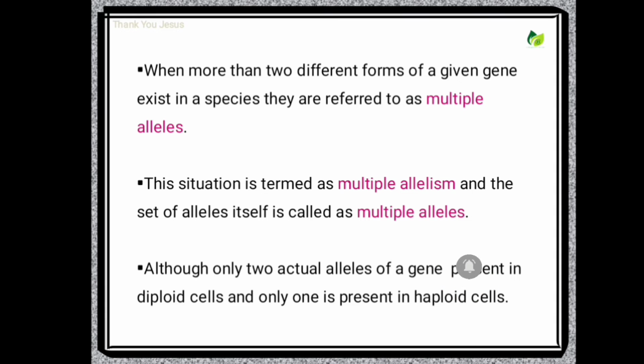When more than two different forms of a given gene exist in a species, they are referred to as multiple alleles. This situation is termed multiple allelism, and the set of alleles itself is called multiple alleles. Although only two actual alleles of a gene are present in diploid cells, and only one is present in haploid cells.